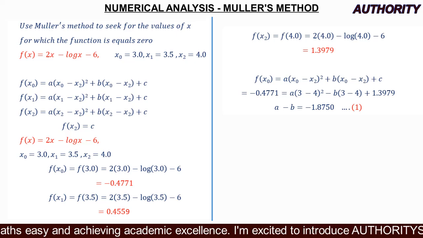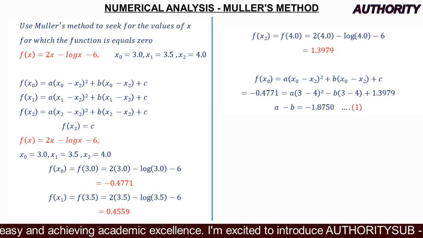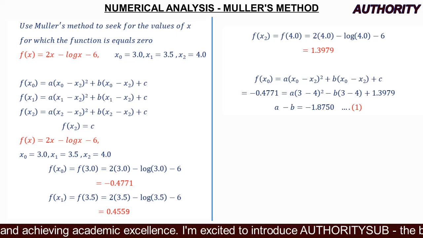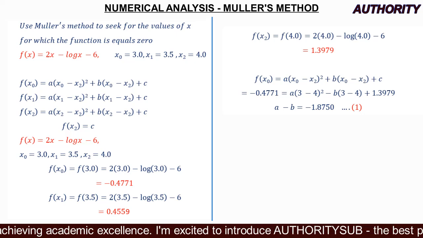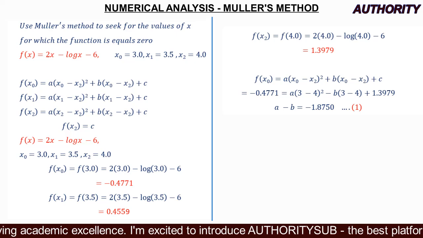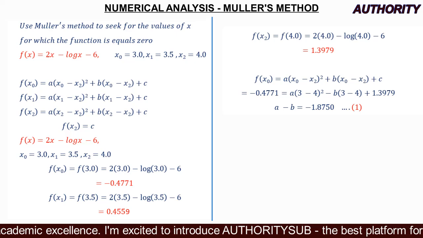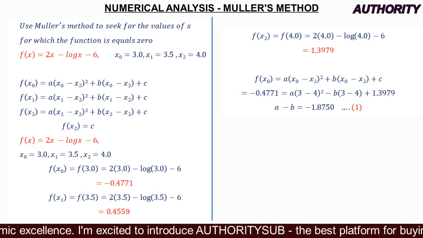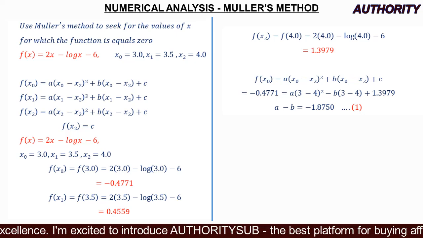So when you evaluate this, you are going to see that a minus b is equal to minus 1.8750. We call this equation 1.